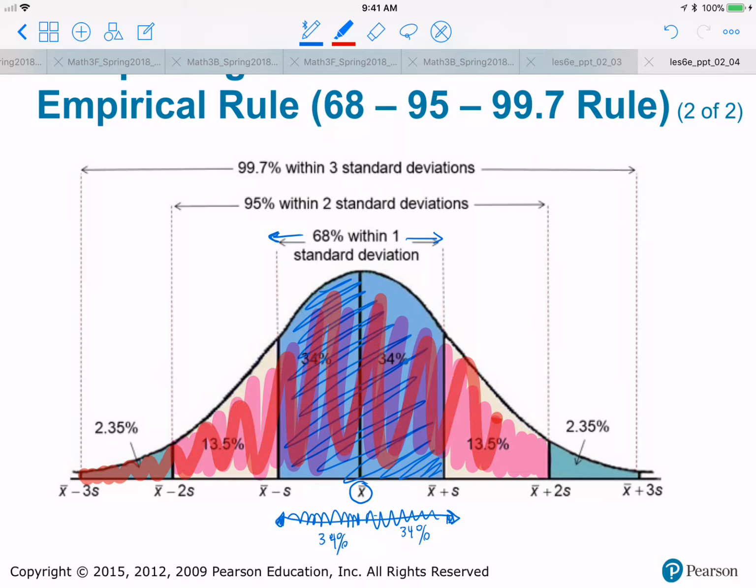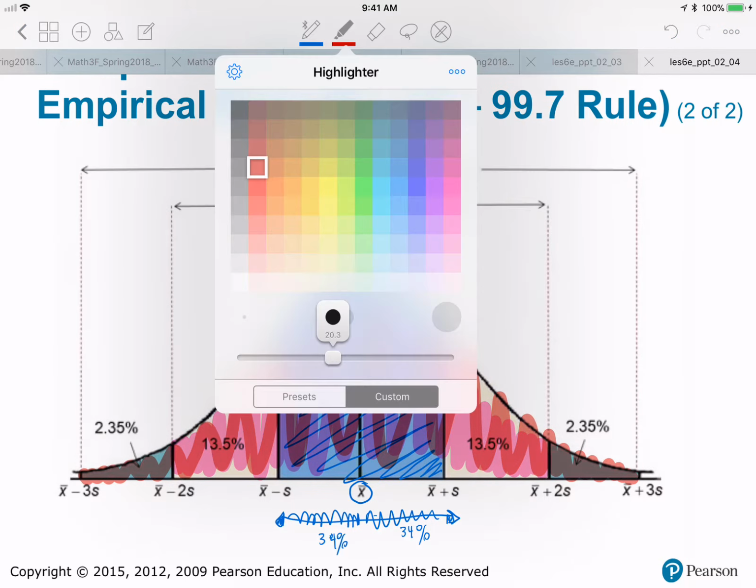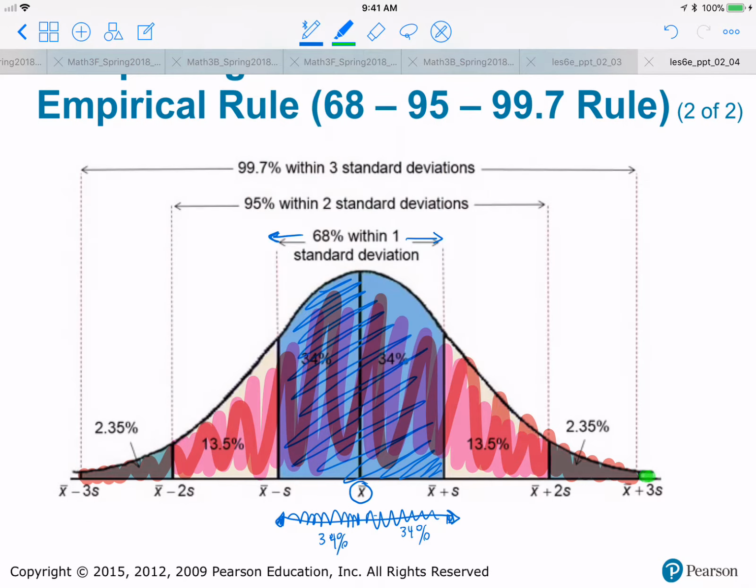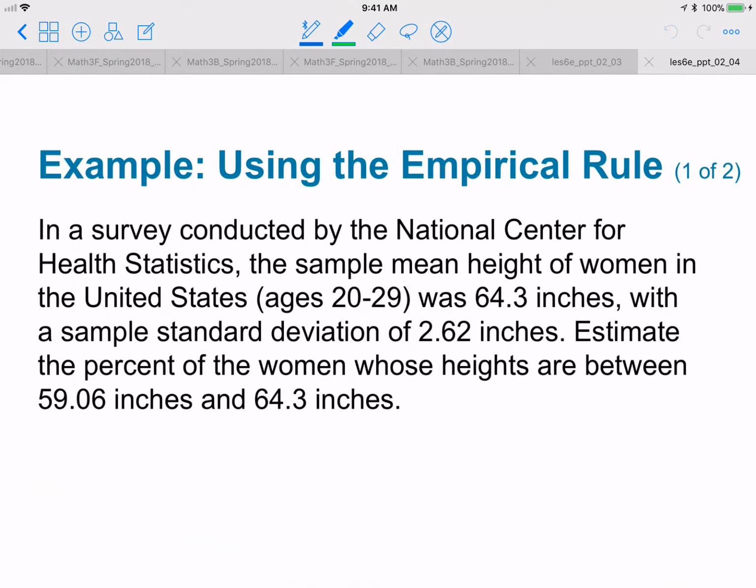So 99.7% is going to be within 3. So what's left over? If you are more than 3 standard deviations away from the mean, which means you're over here and all the way back over here, that is 0.3% of the data that is going to be that far away from the mean. Okay, which means it's very, very rare to be that far away.